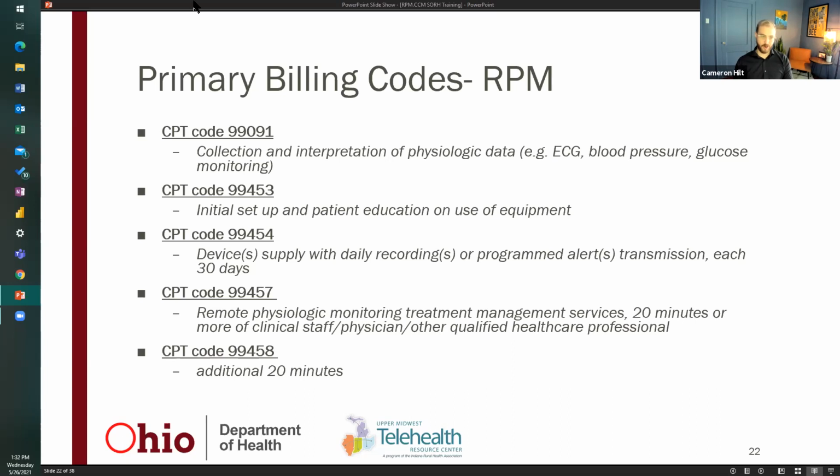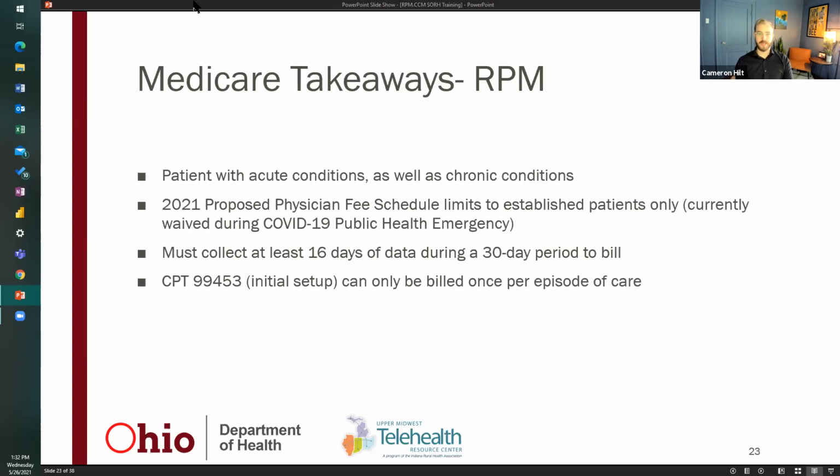So a couple things to note from those codes: again, this is open to anyone with acute conditions as well as chronic conditions. Medicare has some additional guidance of what that looks like, and in the 2021 proposed physician fee schedule, it used to be limited to established patients, which is currently waived during the COVID-19 public health emergency. It's important for RPM that you have to collect at least 16 days of data during a 30-day period in order to bill for those services.